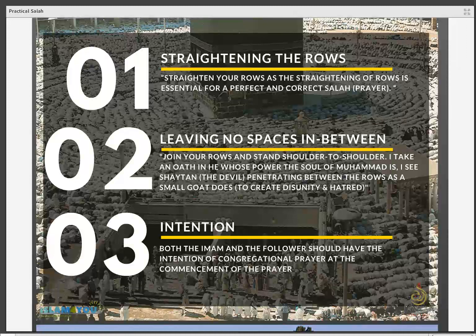Then we do not leave any spaces in between. Here Muhammad sallallahu alaihi wasallam mentioned that you join your rows and you stand shoulder to shoulder.